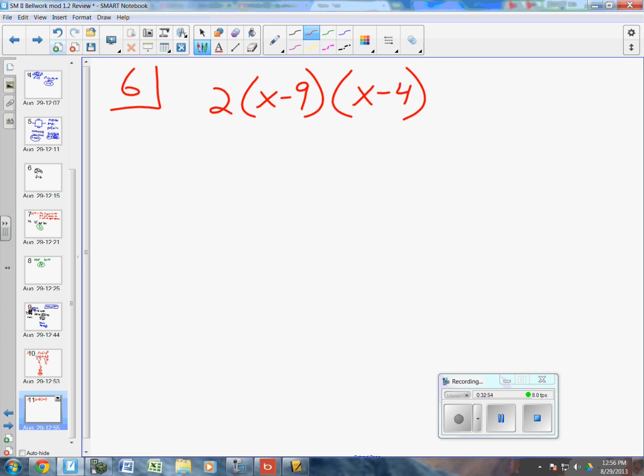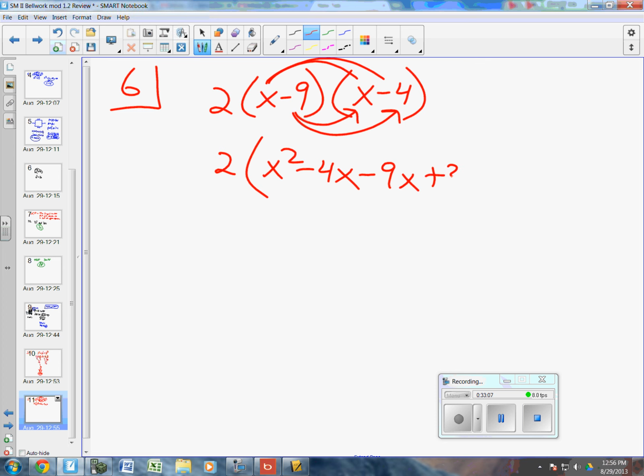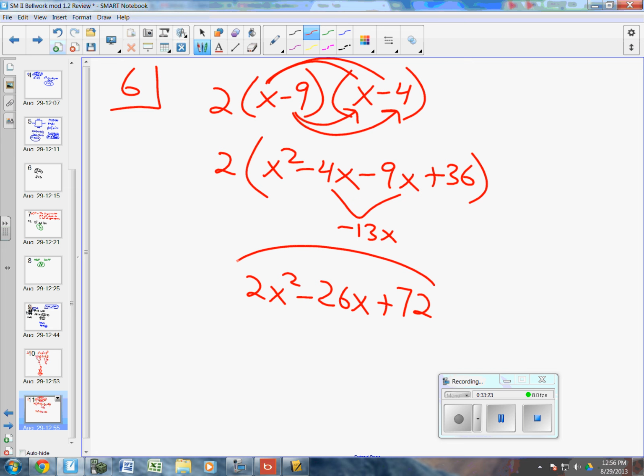Okay? So I'm going to go x times x. So I'm going to have the 2 right here. x times x is x squared. x times negative 4 is negative 4x. Then I'm going to distribute the negative 9. So negative 9 times x is negative 9x. Negative 9 times negative 4 is a positive 36. If I combine like terms in the middle, that's a negative 13x, right? And then if I distribute the 2 through, I get 2x squared minus 26x plus 72. And there's my answer. Okay?